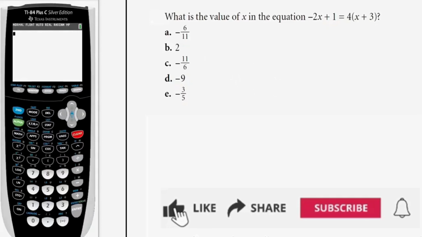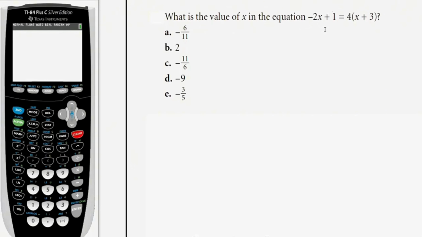In this video, we are going to learn how to solve this ACT math question. The question says, what is the value of x in the equation minus 2x plus 1 equals 4 times the bracket x plus 3 bracket close? This question is very simple, guys. We're going to do it with the calculator now. The very first thing we have to do will be to use the calculator to put it in the first mode.